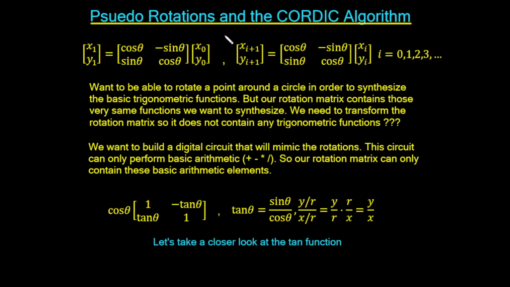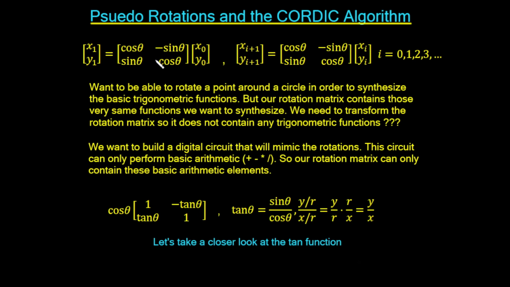Now there's one major problem we have here, and that is that we want to be able to rotate the point around a circle in order to synthesize the basic trigonometric functions. But the actual rotation matrix that we have here contains the basic trigonometric functions. It already contains sines and cosines. So we've got a kind of chicken and egg situation here. We're trying to synthesize the basic trigonometric functions, but in the process we already have to know what the basic trigonometric functions are because they're inside our synthesizing method.